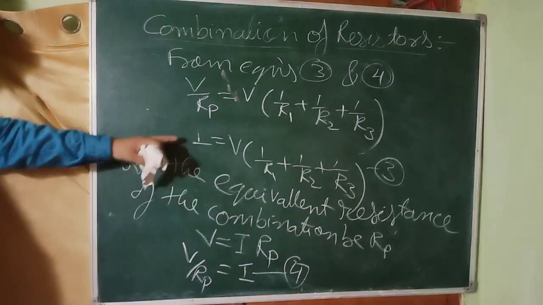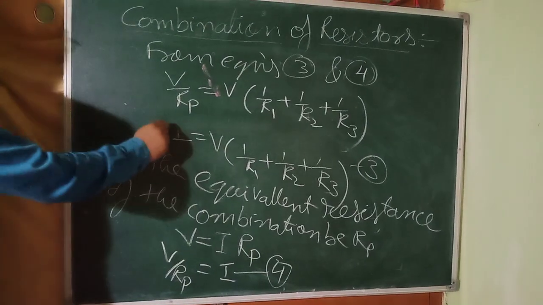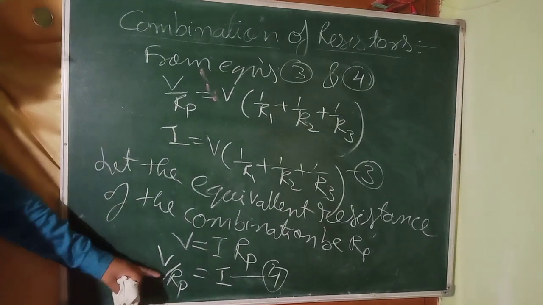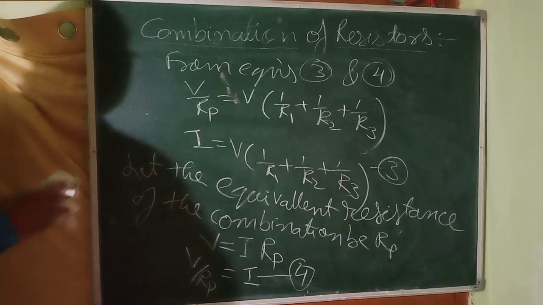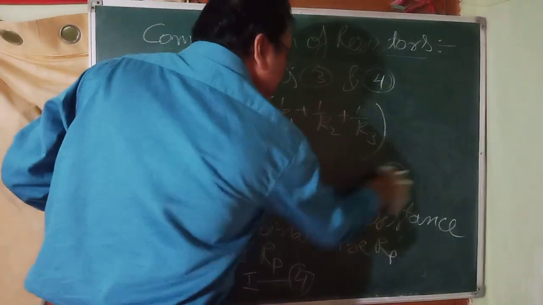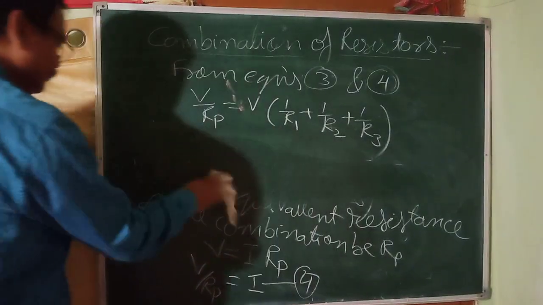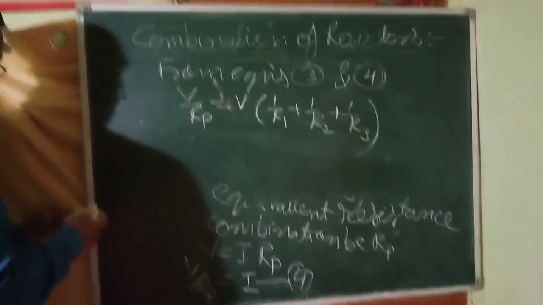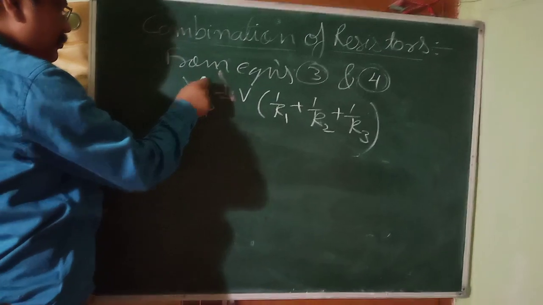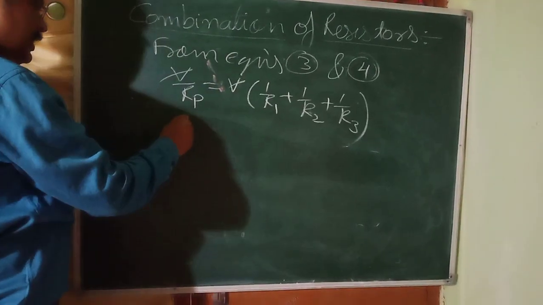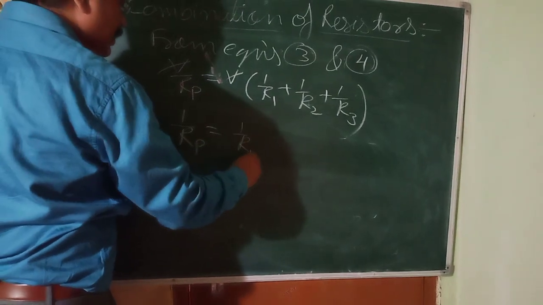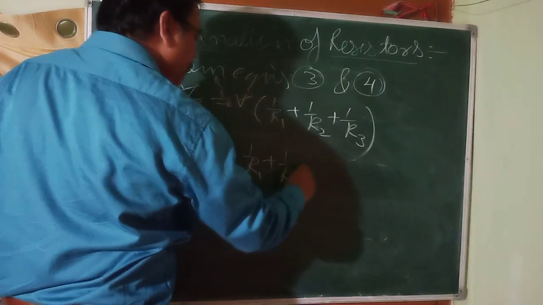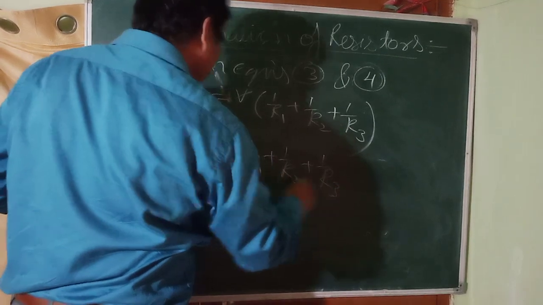You can see equation 3 is there, and equation 4 is also there. This value we are putting at the place of I here, and then we will get this. Now what can we do? Can we cancel V from there? So we can cancel V from there. What will we get? 1 by Rp is equal to 1 by R1 plus 1 by R2 plus 1 by R3.